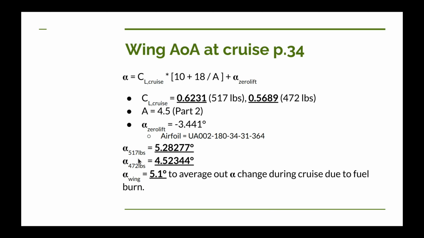So let's see, it's awfully close to halfway between these two. So at the end of the cruise, we'd be at about 5.9 degrees. So I decided to split the difference between 5.9 and 5.3. So I'm going to set my wing incidence, the angle of attack for that wing, at 5.1 degrees. So it'll kind of average out what I need during cruise.